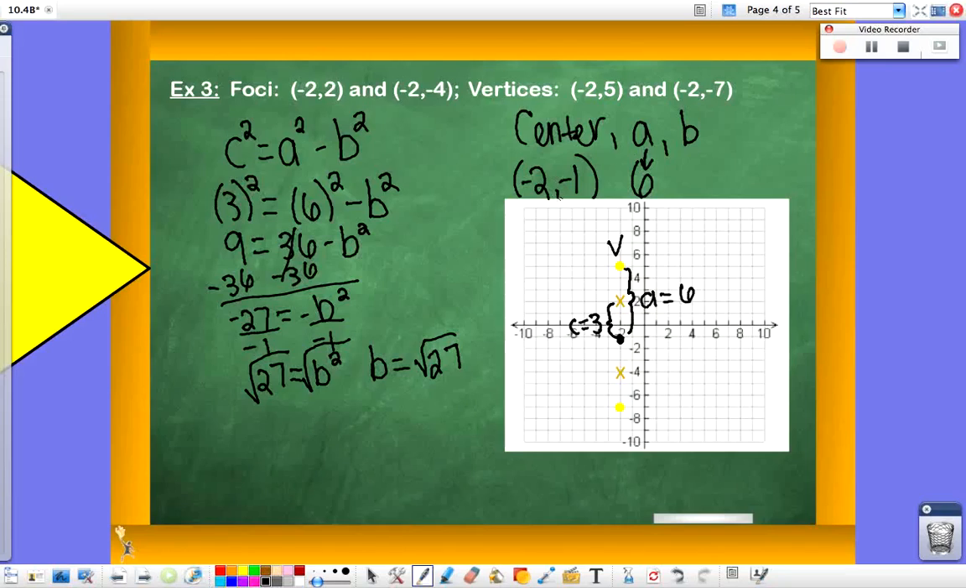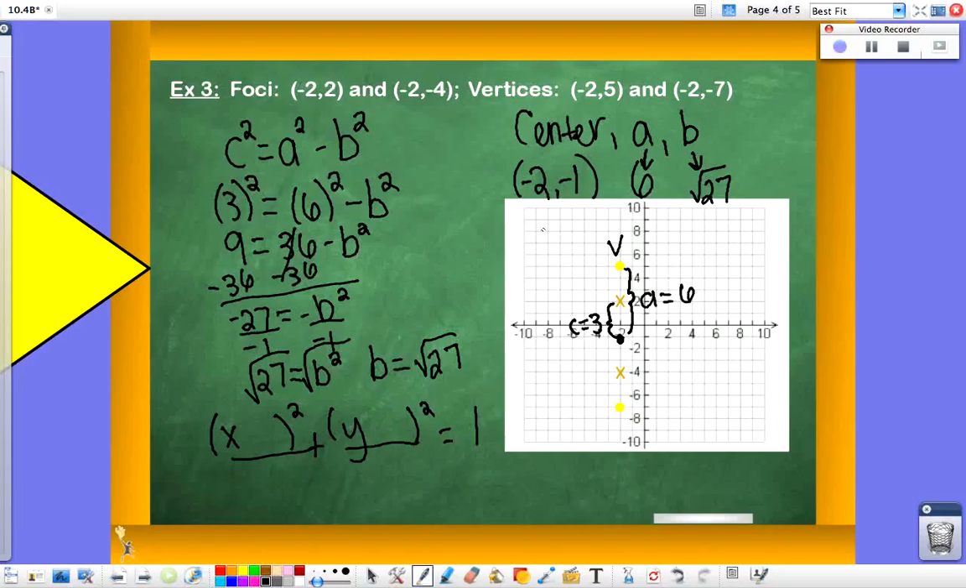So now I've got my center at -2, -1, my A is at 6, and my B is the square root of 27. We already determined that this is a vertical ellipse because the vertices and the foci run along a vertical line. So this is a vertical ellipse, which means that my A value is going to go under my Y. So let's set up our formula. You remember your X's go first, your Y's go second, and it's always equal to 1.